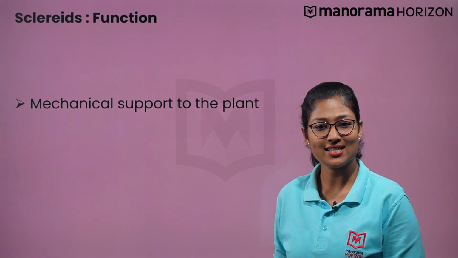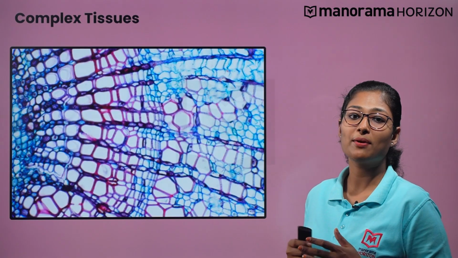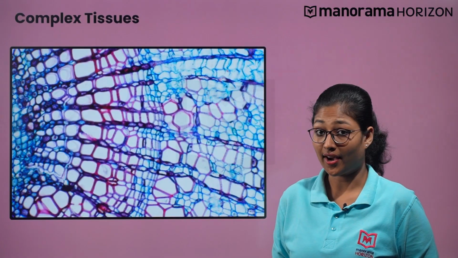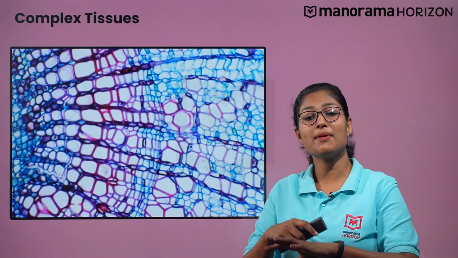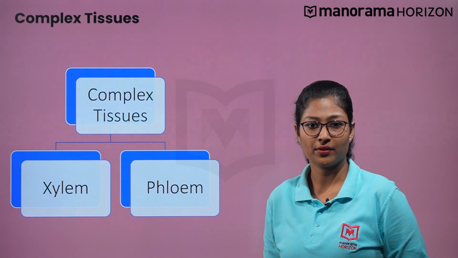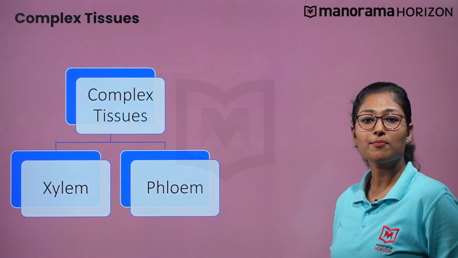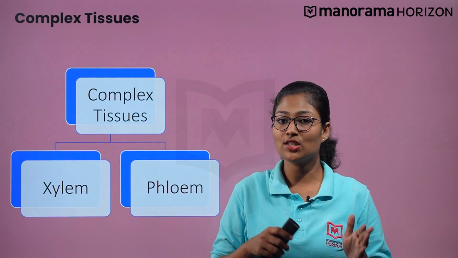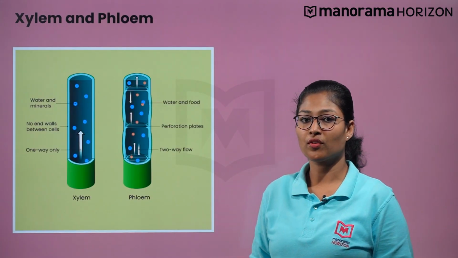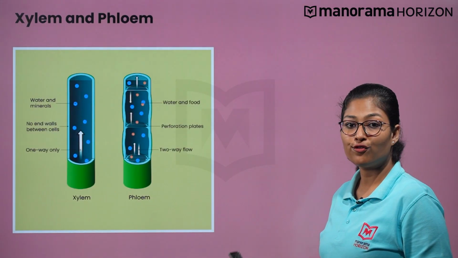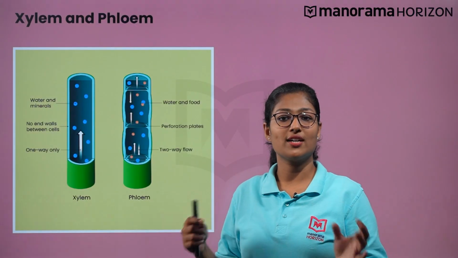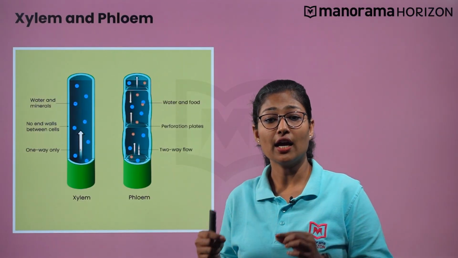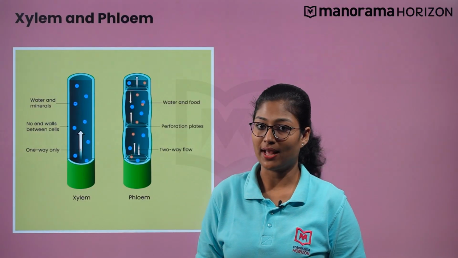Next, let us concentrate on the complex tissues. What kind of tissues are these? They are permanent tissues having many different types of cells. Xylem and phloem constitute the complex tissues in plants. So, we will start to learn more about xylem. Both xylem and phloem are vascular or conductive tissues that help in the transportation of water and food to different parts of the plant.